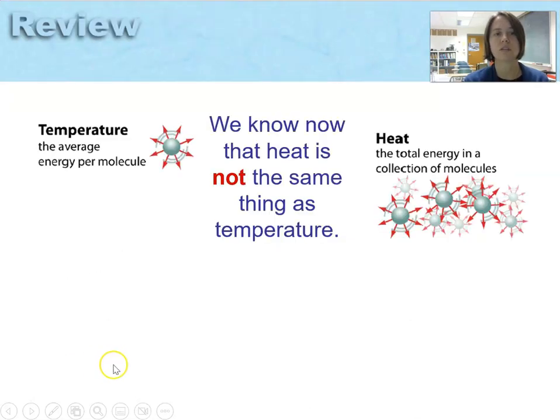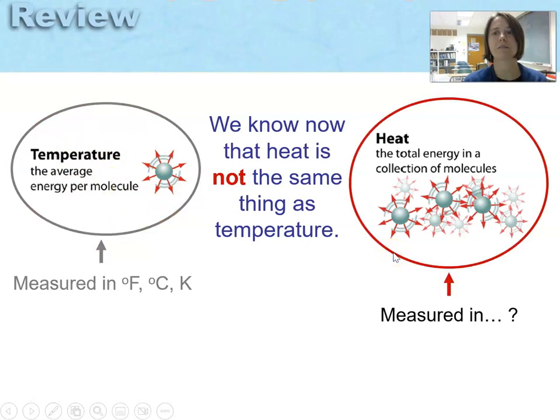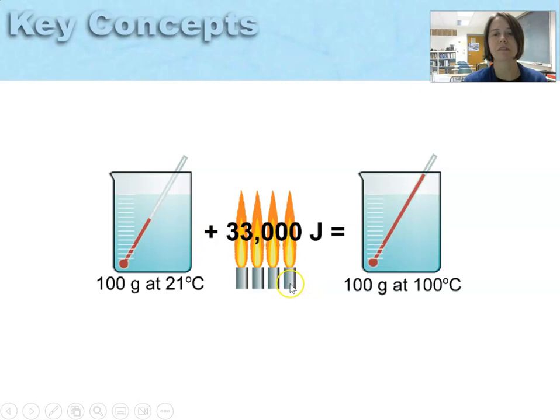Okay, so we know that heat is not the same thing as temperature. Temperature is the average energy per molecule, whereas heat is the total energy in the molecules. So we measure temperature in degrees Fahrenheit, degrees Celsius, and Kelvin, and we measure heat in joules.